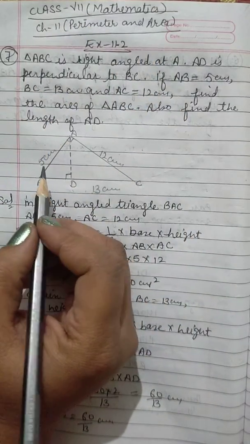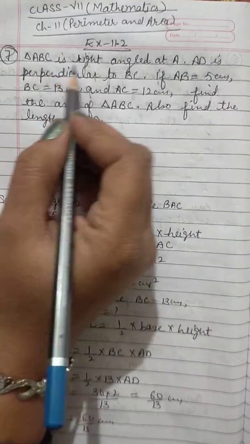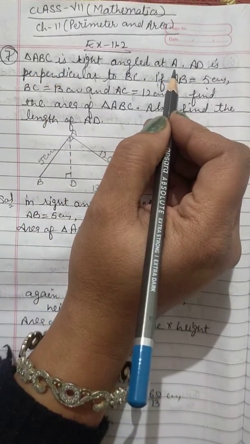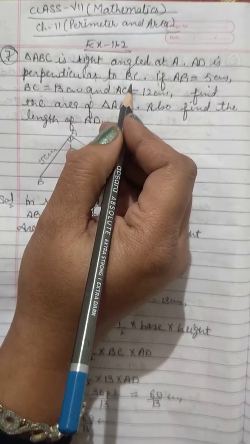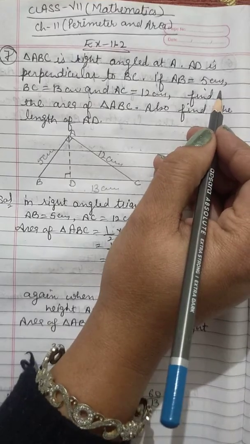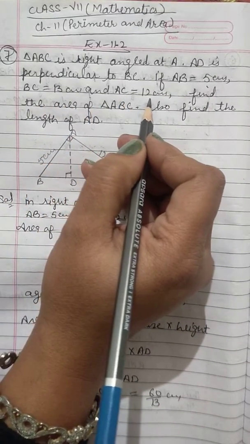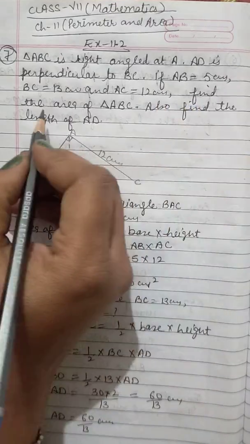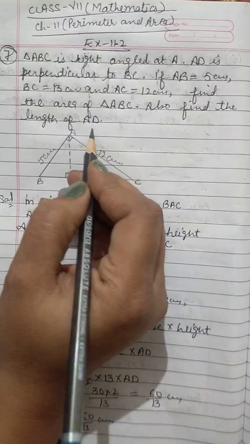Here in this question number 7, see what is given to us. The triangle ABC is a right angle triangle at A. AD is perpendicular to BC. If AB is equal to 5 centimeter, BC is equal to 13 centimeter and AC is equal to 12 centimeter, find the area of triangle ABC. Also find the length of AD.